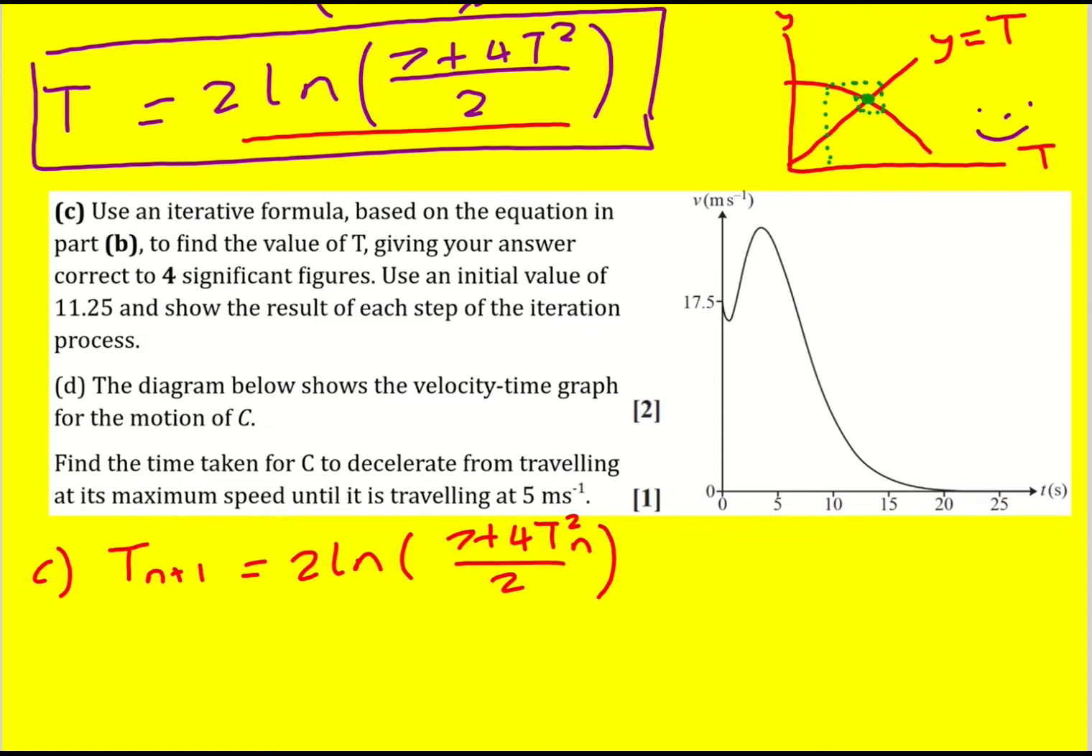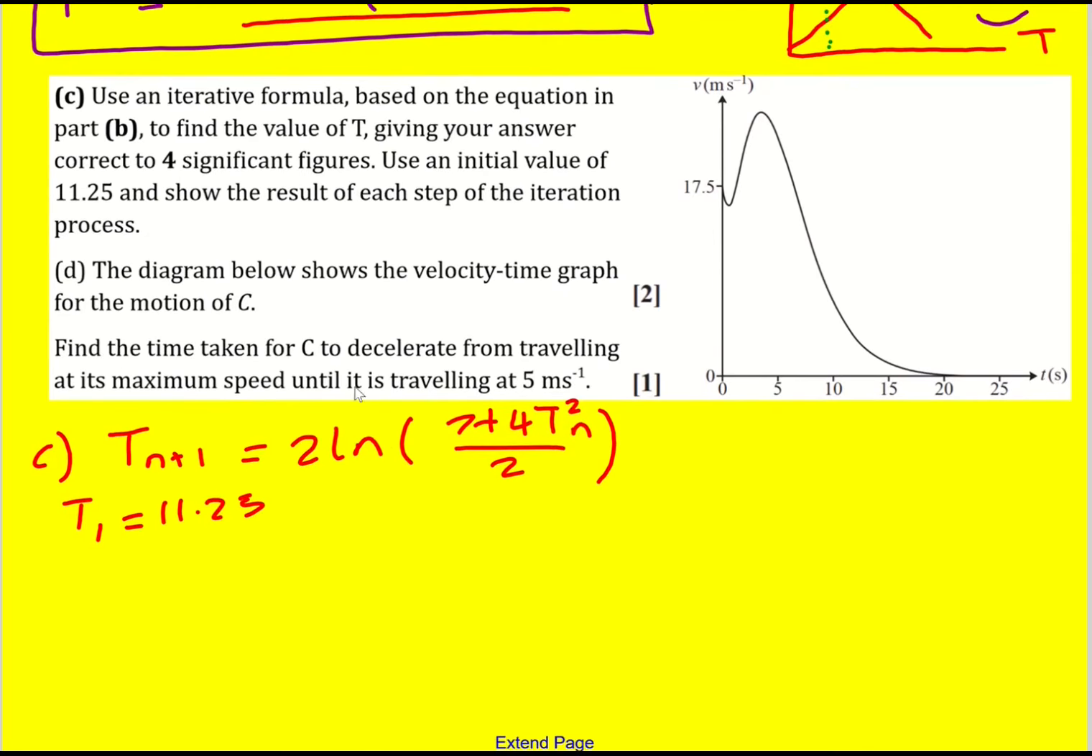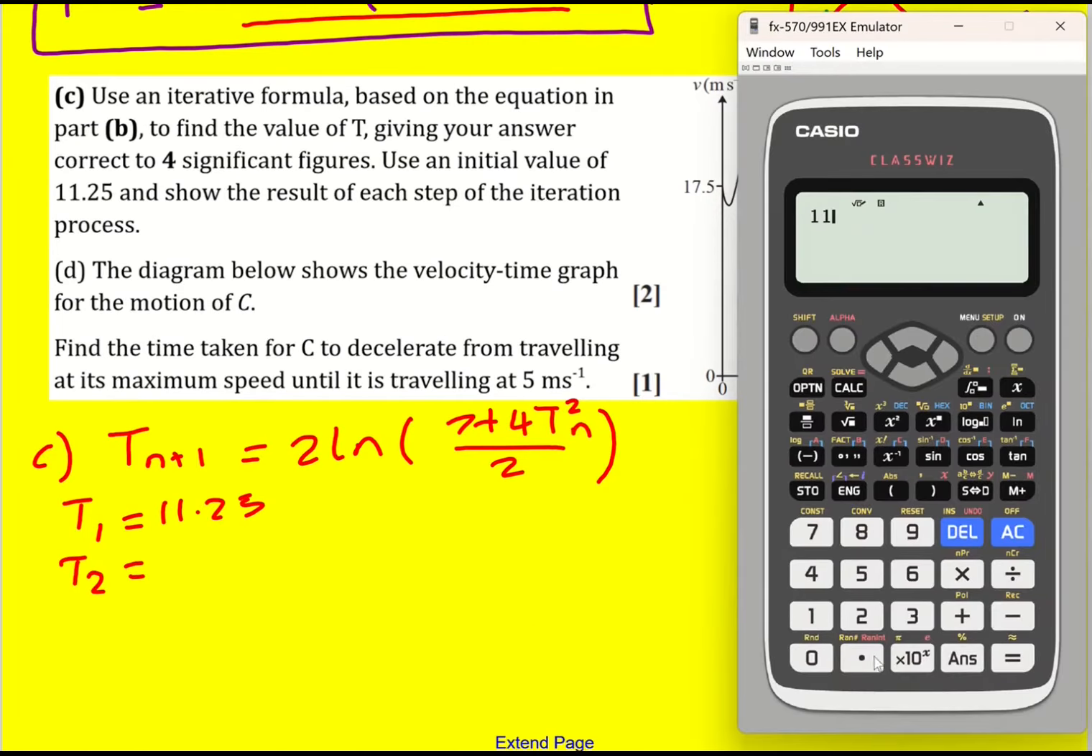So basically, I've roughly explained how it works. We can write this down as our formula. And we're told that the initial value to try, let's call it t1, is 11.25. And then we just put it in, get a value out, and we just keep doing that. We're looking to get our answer correct to 4 significant figures. So here's the process. We do 11.25 equals, stores it as the answer button, becomes 2 ln 7 plus 4 times the answer squared over 2. This will give us our next value.